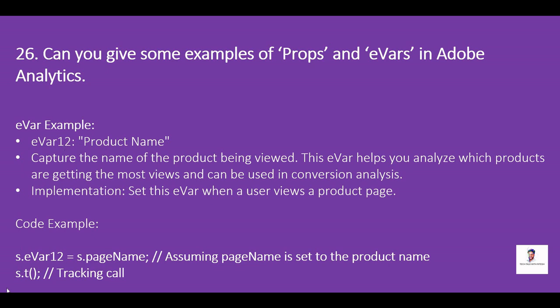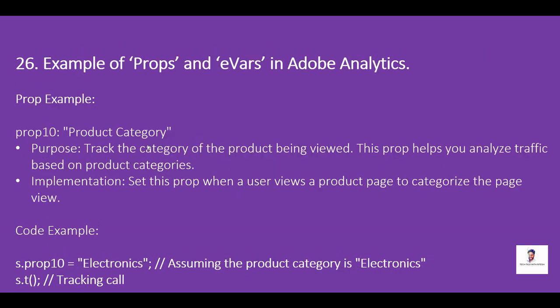Okay. So let's see the eVar example here for that use case. So I created this eVar 12, and I'll store the product name, capturing the name of the product being viewed. This eVar helps you analyze which products are getting the most views and can be used in conversion analysis. Set this eVar when a user views a product page, right? So this is a code snippet, and let's see the prop example. Product category. Track the category of the product being viewed. This prop helps you analyze traffic based on product categories. Set this prop when a user views a product page to categorize the page view.